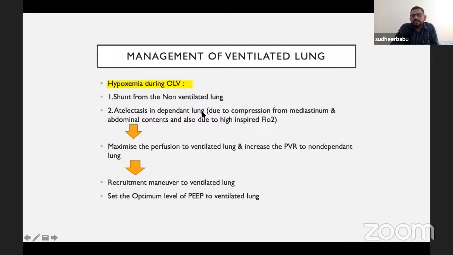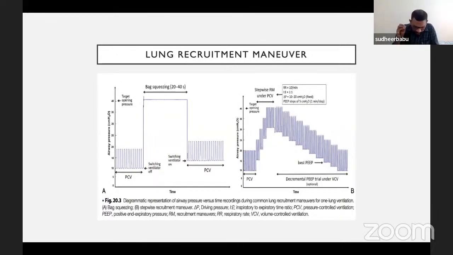So how to tackle this? You maximize the perfusion to the ventilated lung and increase the PVR to the non-dependent lung. So how to increase the perfusion to the ventilated lung? By recruitment maneuver. Whenever you do the recruitment maneuver, automatically your PVR will become normal, because atelectasis also can increase the PVR, right? So obviously the perfusion will be increased, and also set the optimum level of PEEP. And this is something called lung recruitment maneuver.